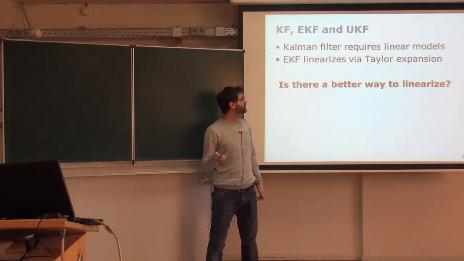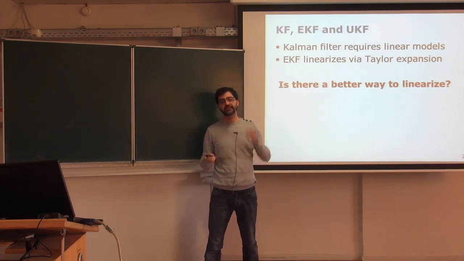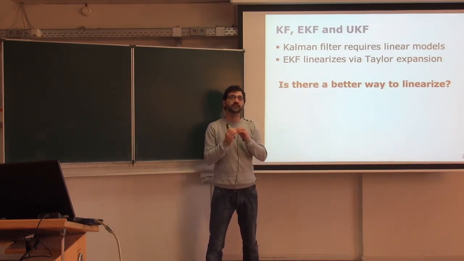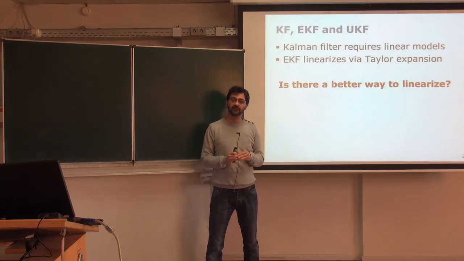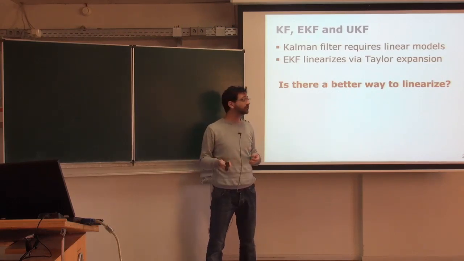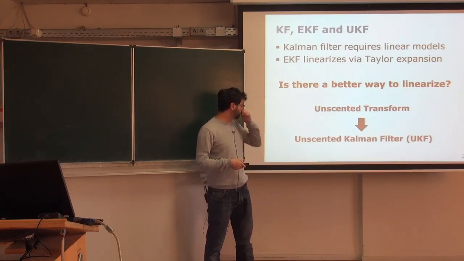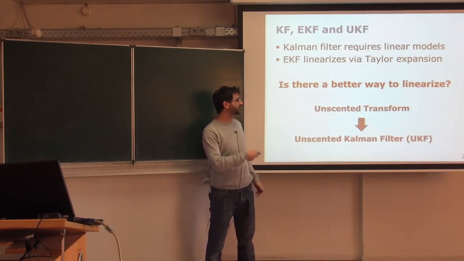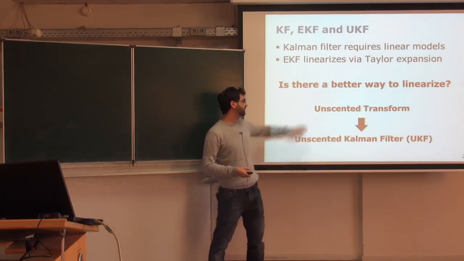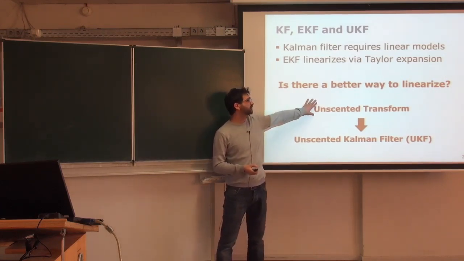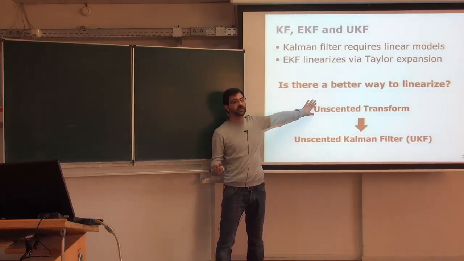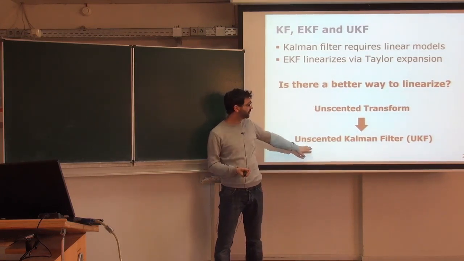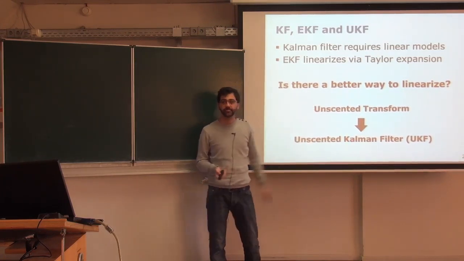The idea is to find a better way to linearize, one that considers something a bit far away from the mean and tries to capture the nature of the function in a better way. And this is what the unscented transform does. If we then apply the unscented transform instead of the Taylor expansion to the Kalman filter, we obtain what's called the unscented Kalman filter.